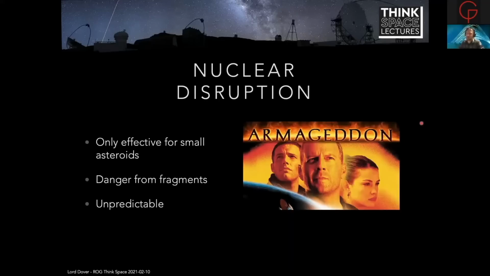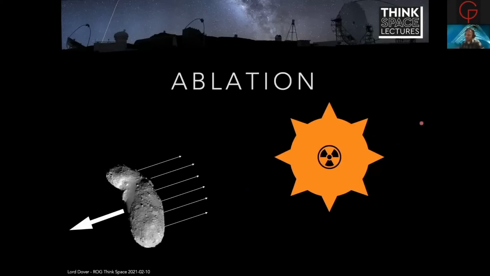But there is a better way to use nuclear weapons to save the world from an asteroid. And that's to take advantage of an effect called ablation. So this is the first of many terrible diagrams that I've created for this talk. And what we're looking at here is, if you imagine there's a nuclear explosion nearby to an asteroid, what it actually does is vaporize the surface of the asteroid.